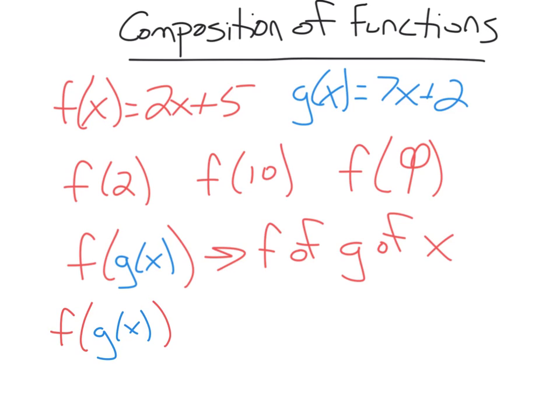Okay, so at first this is what I would do, right? Because we're talking about the f function's the big one. So this is still what we're looking at, right? The f function says take whatever you want to plug in, multiply it by 2, and add 5 to it. Whatever you want to plug in right here, multiply by 2 and add 5. So what are we plugging in? Okay, so 7x plus 2, because that's what the g function is.